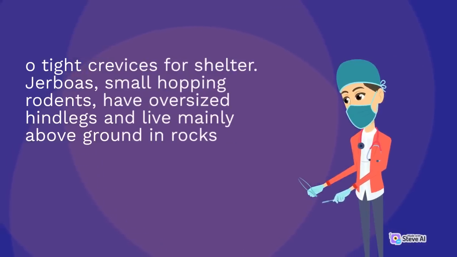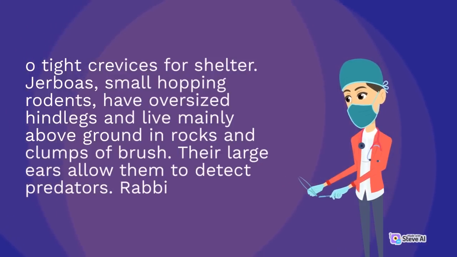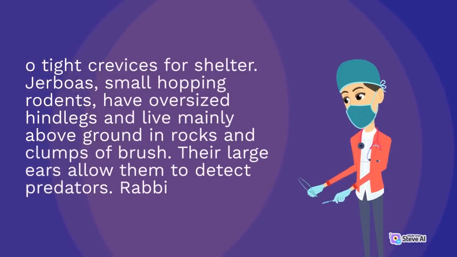Jerboas, small hopping rodents, have oversized hind legs and live mainly above ground in rocks and clumps of brush. Their large ears allow them to detect predators.